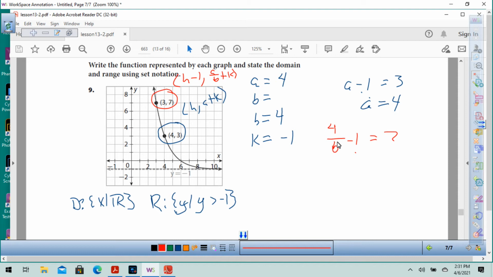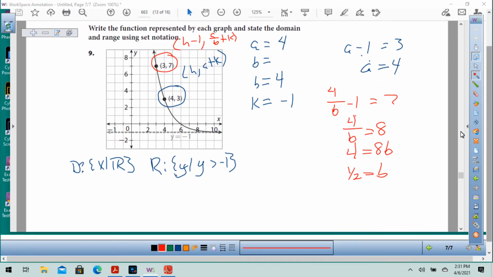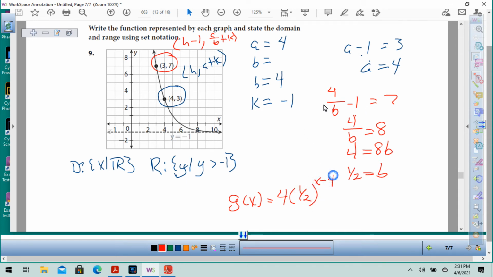Okay, so now let's solve for B. Add 1 to both sides, and you have 4 over B equals 8. Multiply both sides by B, and you get 4 equals 8B. Divide both sides by 8, and you get 1/2 equals B. All right, good. Now we can write our equation. It's going to be G of X equals, A is 4, that's going to be 1/2, and then we have X minus 4 and -1. All right, good job.